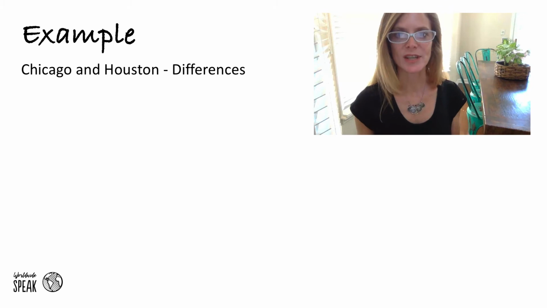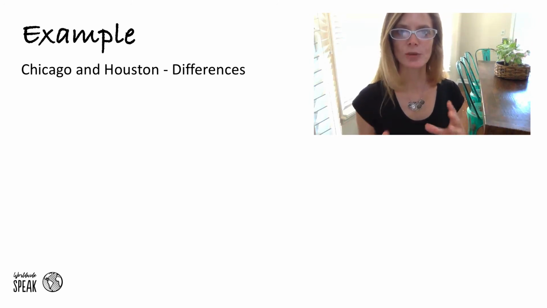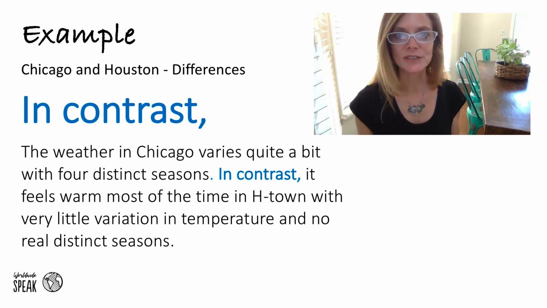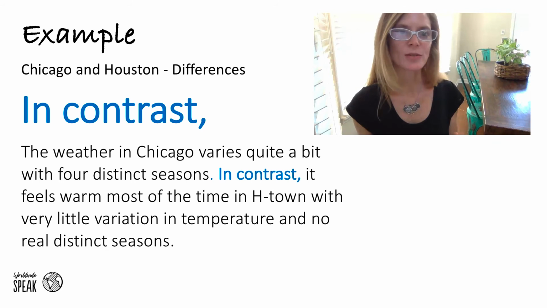Let's take a look at an example. We're still talking about Chicago and Houston, but now we're going to shift our focus and we're going to contrast the two. Let's begin showing this contrast by using the transition word in contrast, directly followed by the comma. What would this look like in your writing? Here's an example. The weather in Chicago varies quite a bit with 4 distinct seasons. In contrast, it feels warm most of the time in H-Town with very little variation in temperature and no real distinct seasons.